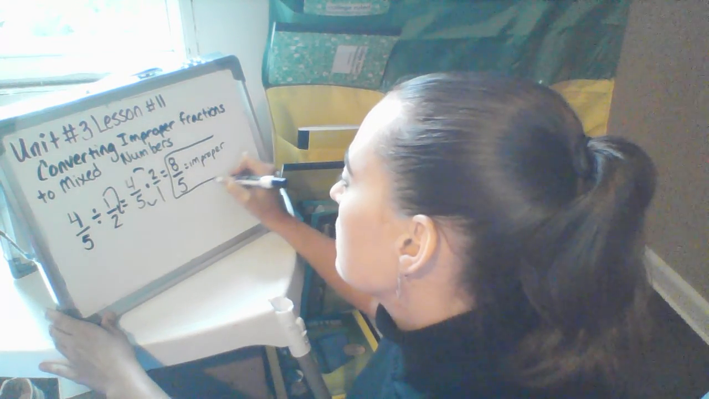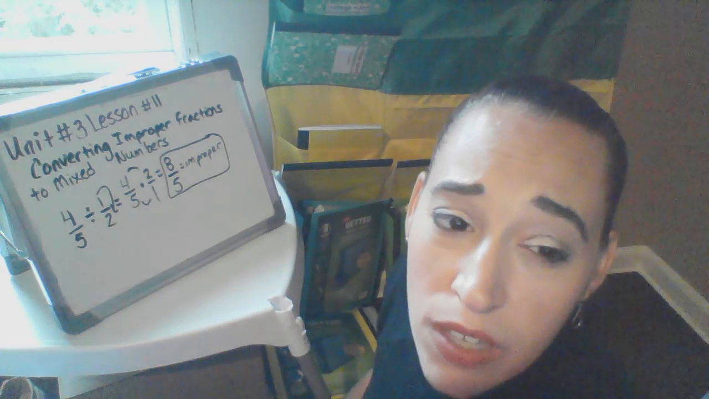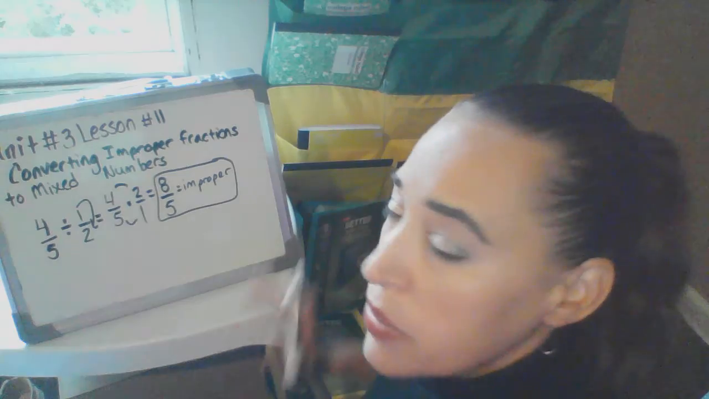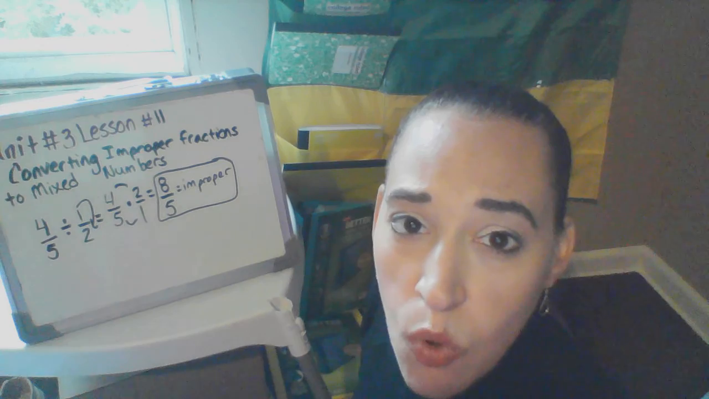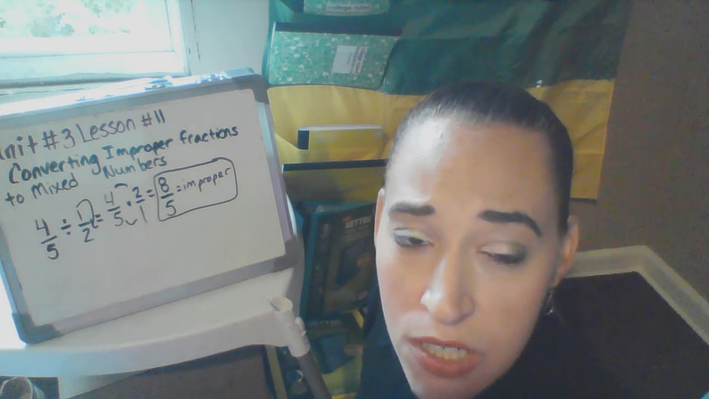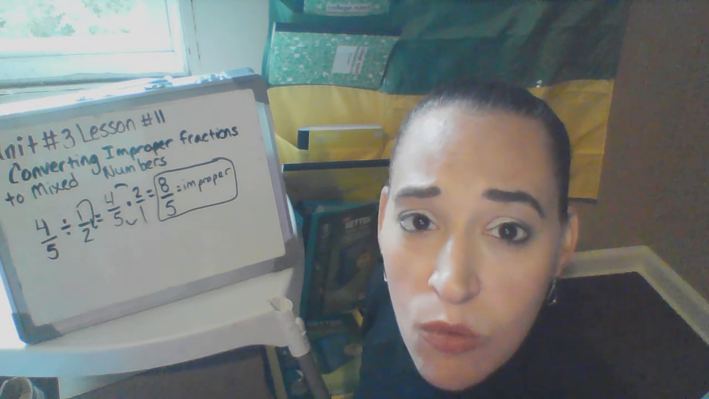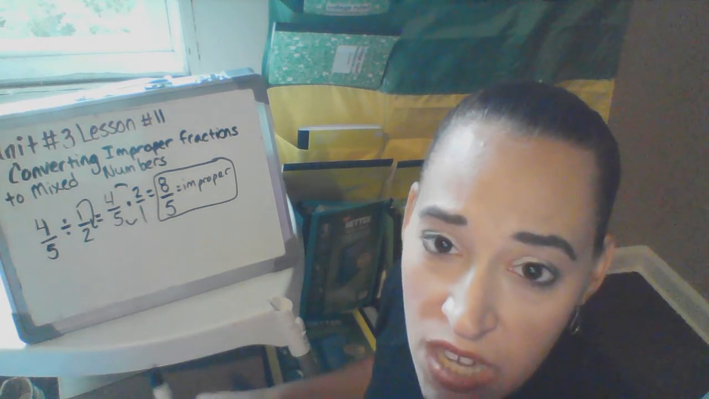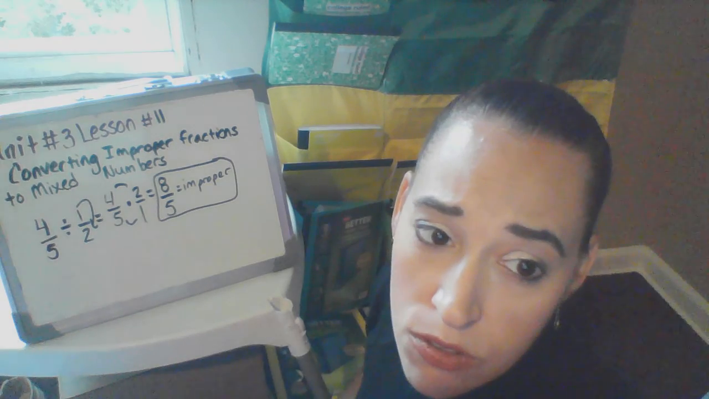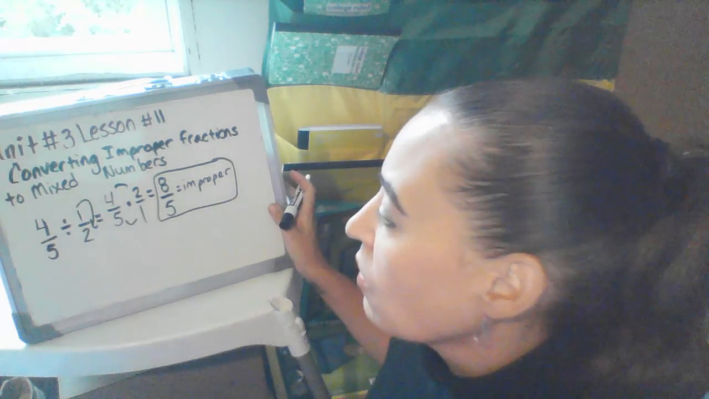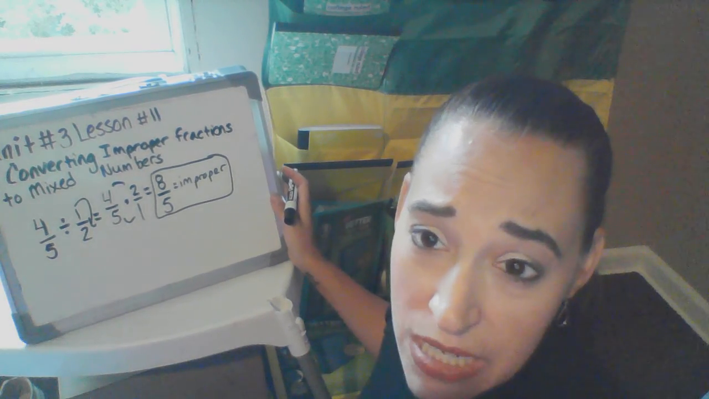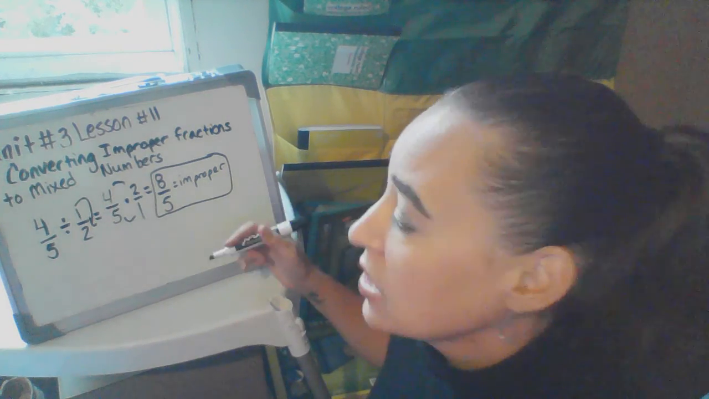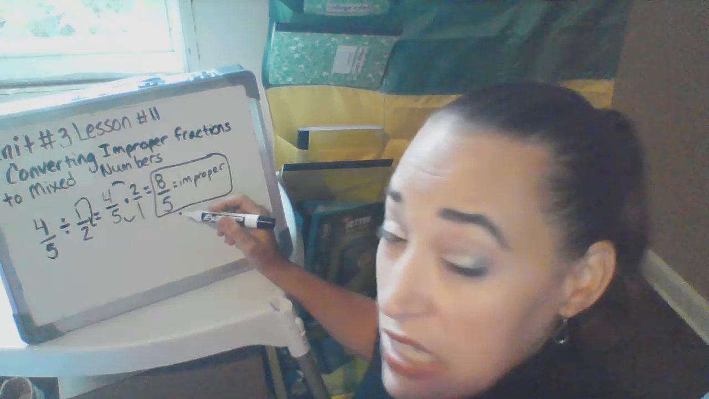This is improper, so it can't be your final answer. Why is it improper? Any fraction that's 1 or greater is an improper fraction. You can tell that it's greater than 1 because the numerator is bigger than the denominator, which means 5 goes into the numerator, so it's greater than 1. So how do I convert this into a mixed number is the next step.